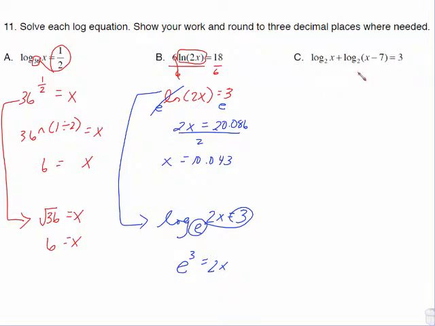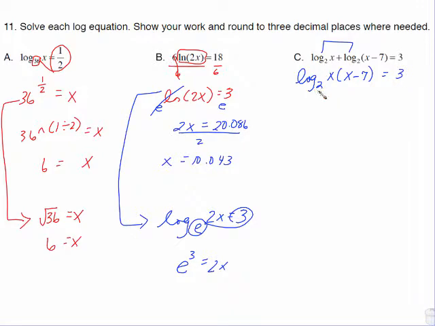All right, these are a little more complicated coming up, and that is you're going to have to use your properties and get this condensed. Before you can get out of logarithm form, everything's got to be condensed on each side. Well, log of something plus log of something becomes the log of the product. So this is log base 2 of x times x minus 7.